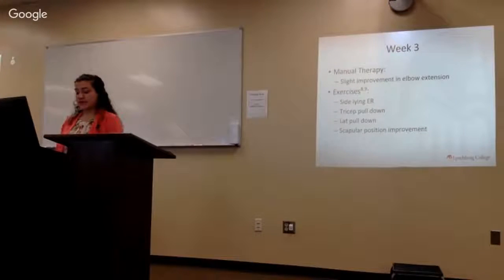And so I added a tricep pull down to try to get those triceps to work to help with that elbow extension. I did a lat pull more for the adduction portion of it too, when her arm is out to the side, for her to work on training it to come back to her side better.